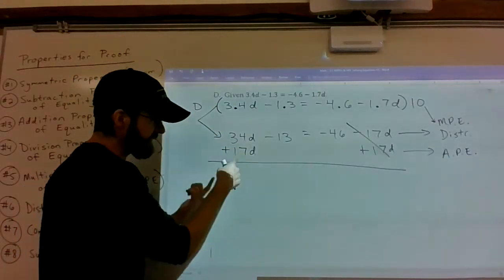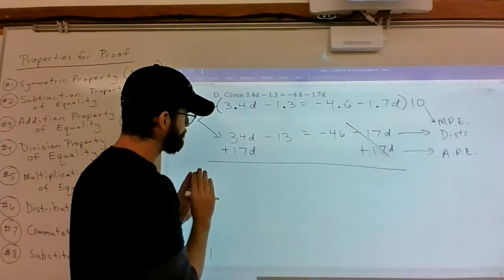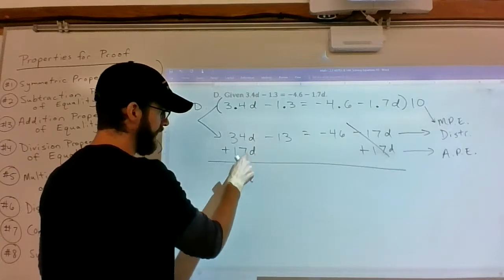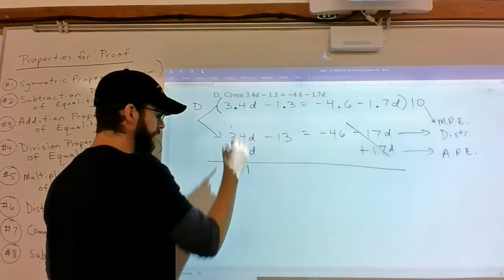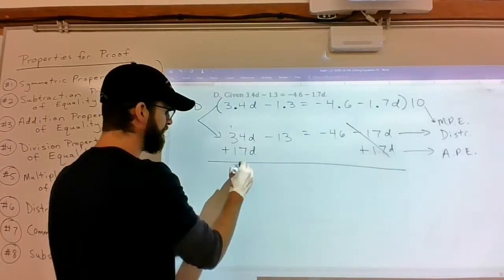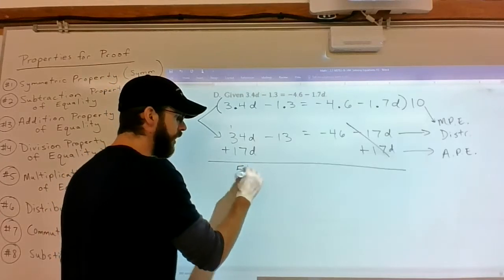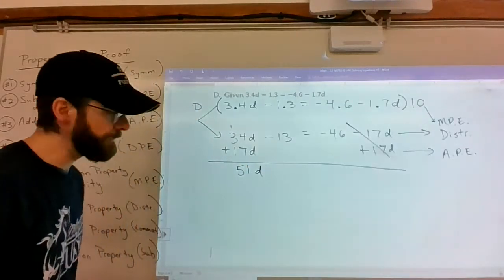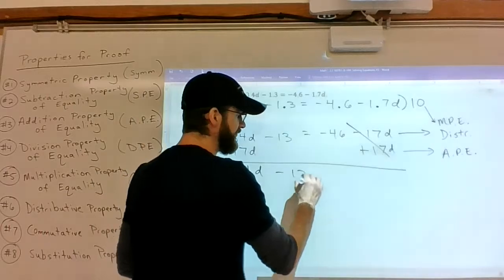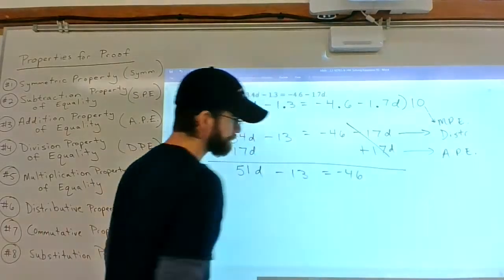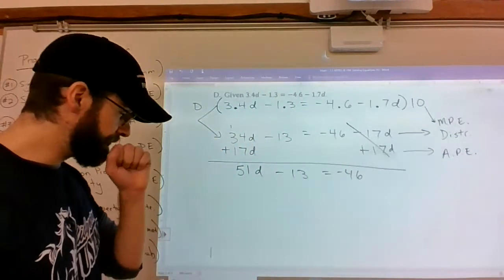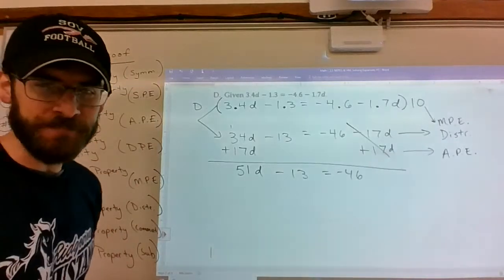All right, they're stacked with the right place values, so I can just add 11, carry the 1, 4, 5, 50, 51D is what I get out of this. And minus 13 equals negative 46 is the rest of it.